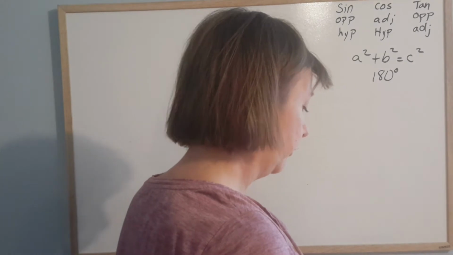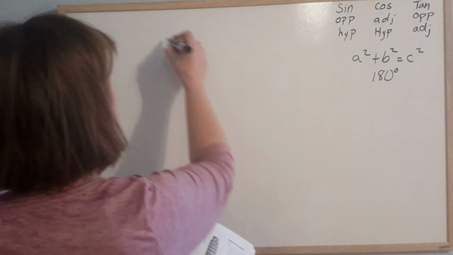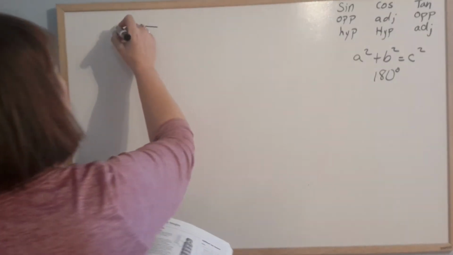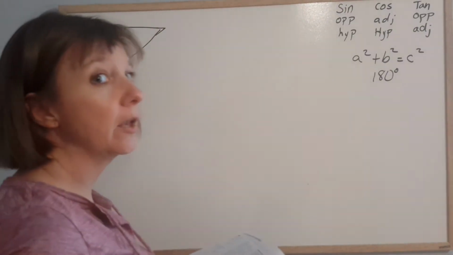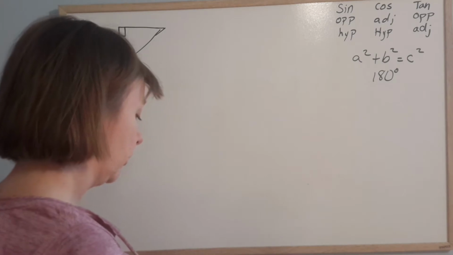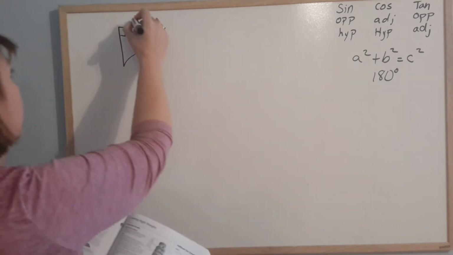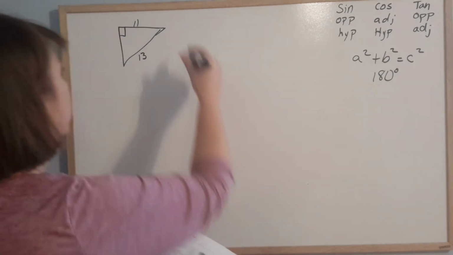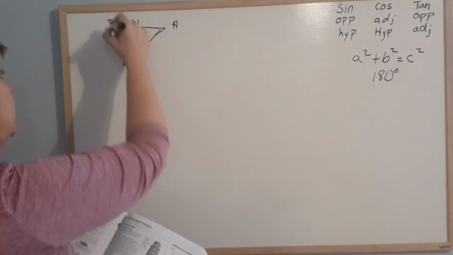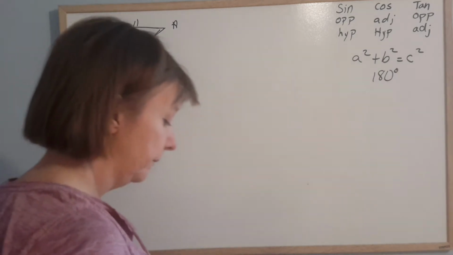So for this one, example number 1 on page 245 gives you a triangle, and I'll put it over here in this corner. I'm not going to make it very big. Hopefully you can see it. If not, you have the textbook, I hope. So this side is 11, this is 13. They call the angles A, B, and C.